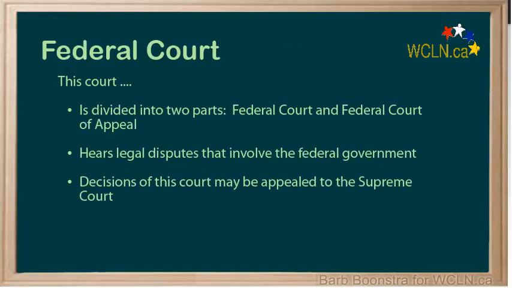The Federal Court is divided into 2 parts, the Federal Court and the Federal Court of Appeal. It hears legal disputes that involve the federal government, for example, jurisdiction, immigration, and copyright issues. Decisions of this court may be appealed to the Supreme Court.